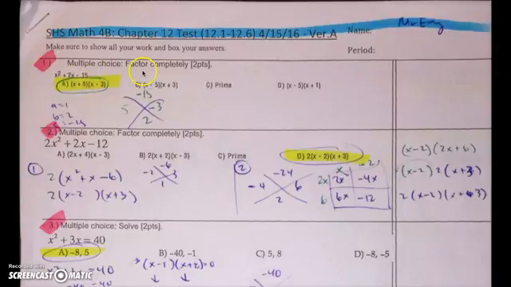Question number 1 is multiple choice, factor completely. Your A value is 1, B value is 2, C is -15. So every time you see the word factor or factor completely, you should be thinking about a greatest common factor, making all these numbers smaller, which you can.